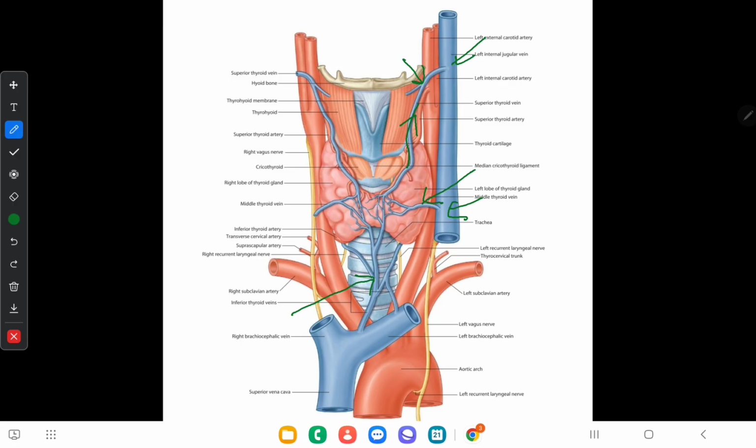Then inferior thyroid veins emerge from the lower margin of the isthmus and descend on the anterior surface of the trachea to open into the left brachiocephalic vein. This is the left brachiocephalic vein. You can see these inferior thyroid veins opening into the left brachiocephalic vein. Right and left inferior thyroid veins frequently communicate with each other in front of the trachea. Injury to these veins is a source of bleeding during tracheostomy.